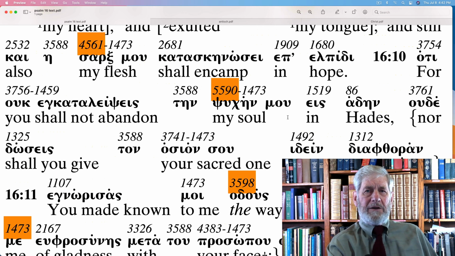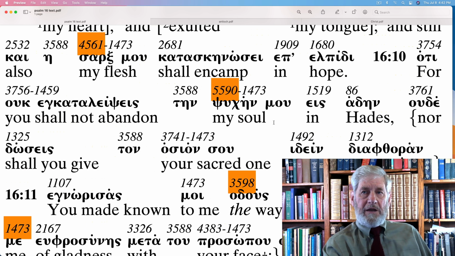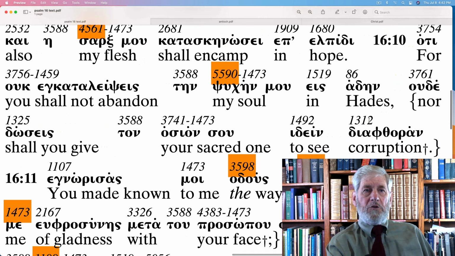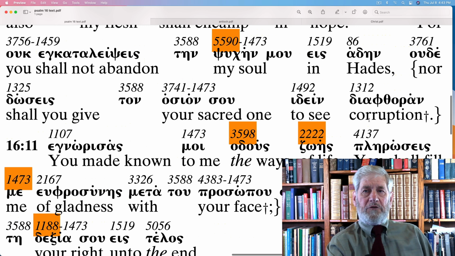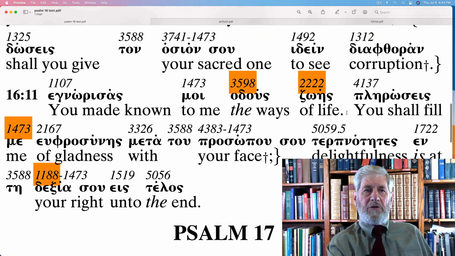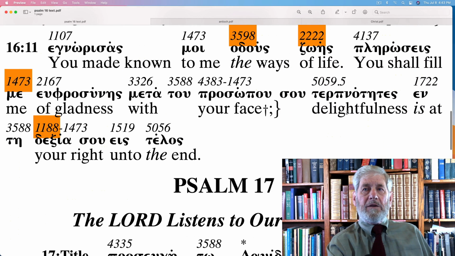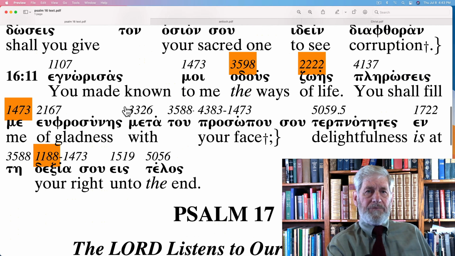For you shall not abandon my soul in Hades. Now here is a reference that goes into Jesus. You shall not abandon, it could be both, but it's used in the New Testament for Jesus, but he will not abandon our soul in Hades. We will not be stuck in Hades, Adin. Nor shall you give your sacred one to see corruption. And it mentions how David did see corruption. He did die, but Jesus didn't. He was raised. And then that's the end of one part of the quotation. You made known to me the ways of life.